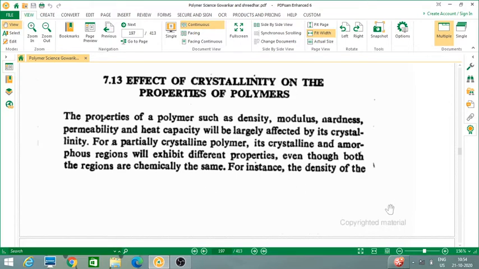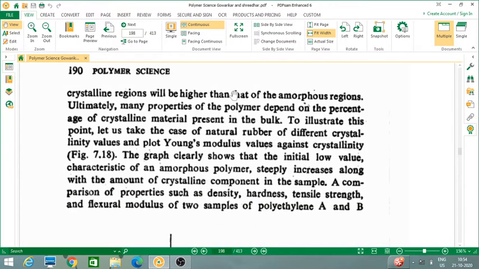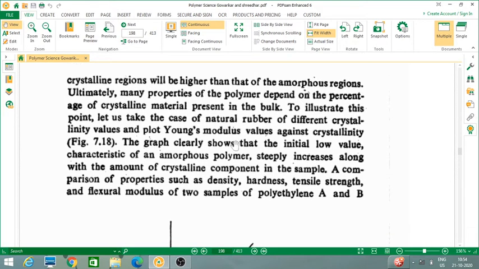For instance, the density of the crystalline region will be higher than that of the amorphous region. So now, the density of the crystalline region will be higher than that of the amorphous region. Why so? Can you answer it? Why is the density higher in the crystalline region?